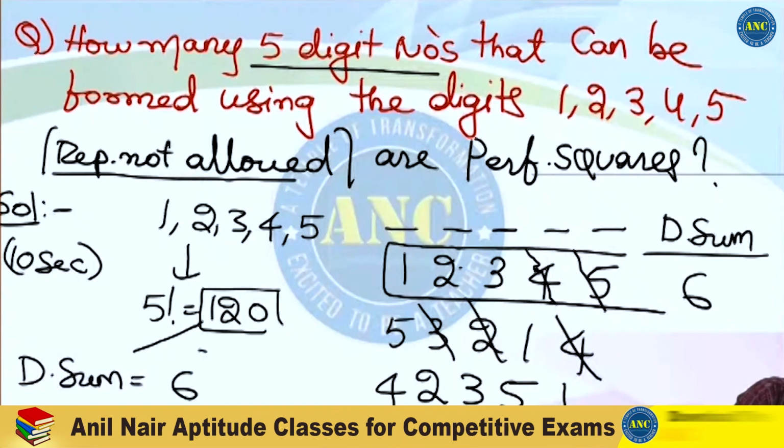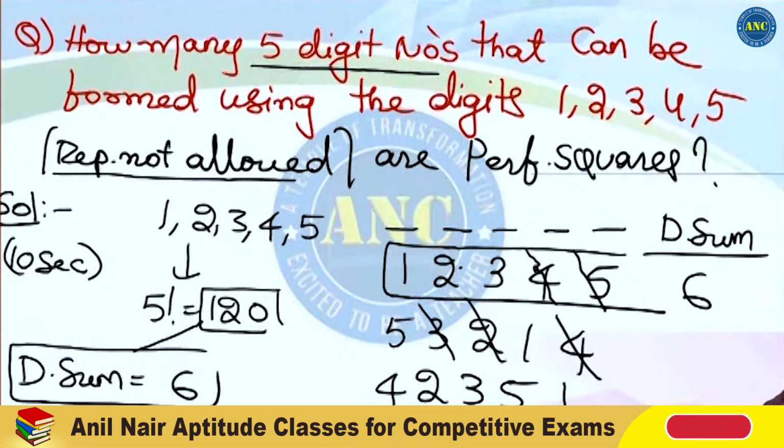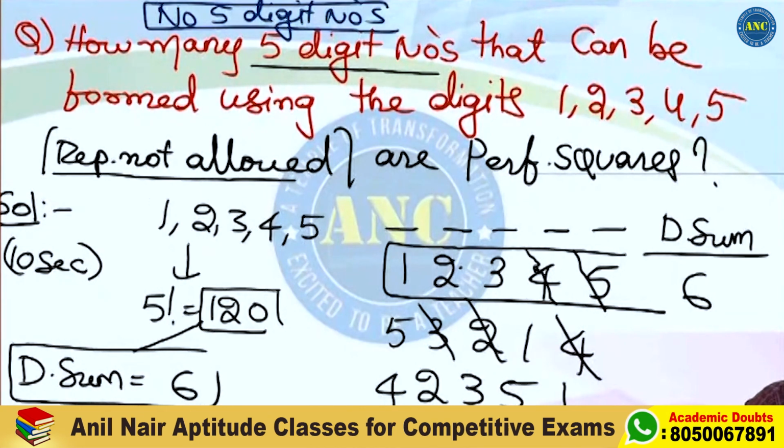For it to become a perfect square, it should have digital sum 1, 4, 7 or 9. So, therefore, answer is no 5-digit numbers. No 5-digit numbers exist. Beautiful question, sir. I hope you have understood this concept clearly.